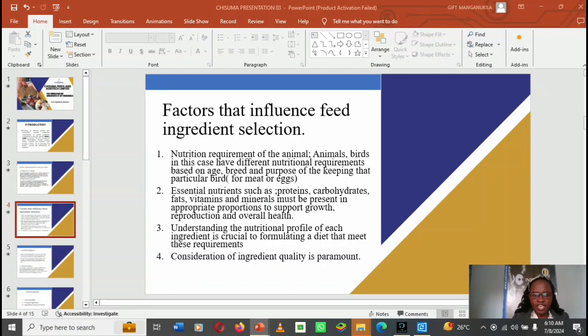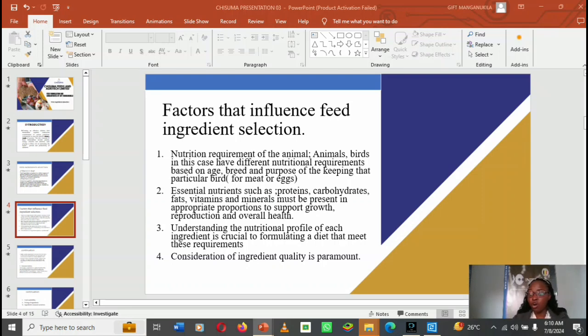If you put everything here, what is it that is bringing to me fats, vitamins, and minerals? These things must be present in appropriate proportions to support growth, reproduction, and overall health. You might find sometimes that it is soya cake or sunflower cake, but it's not giving you what it's supposed to give back. If you take it under analysis, it does not have the needed amount of proteins.